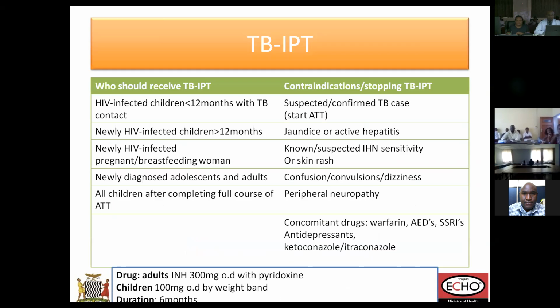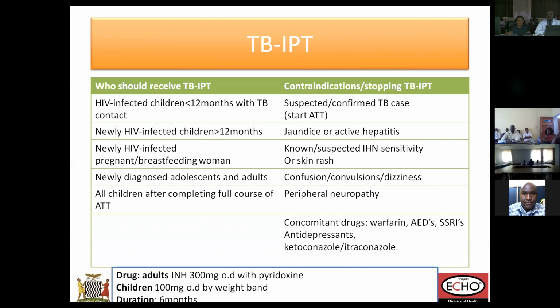And here is how we initiate that. So who should receive the TB IPT regimen? HIV-infected children less than 12 months with a history of TB contact, and this could be parents or other members of the same household. Then HIV newly infected children above 12 months should also be started on TB IPT if they are negative on the screening.